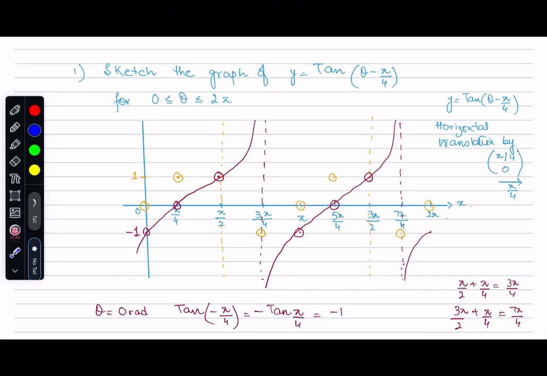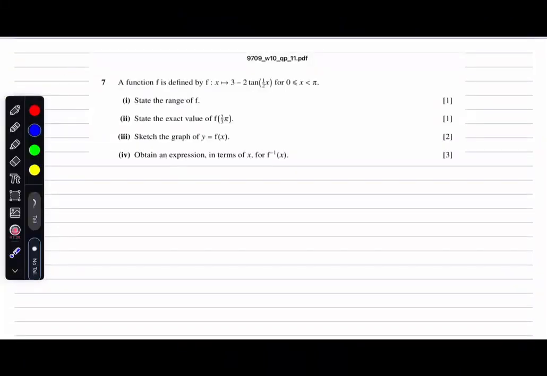Now let's start some questions from the past papers. The second question that I have on my list is from winter 2010, and it is paper 1 variant 1, and the question says that a function f is defined by f of x equals 3 minus 2 tan 1 by 2x for 0 less than or equal to x less than pi, and then we have to state the range of f. This is just a 1-mark question.